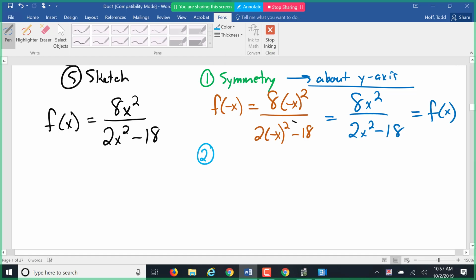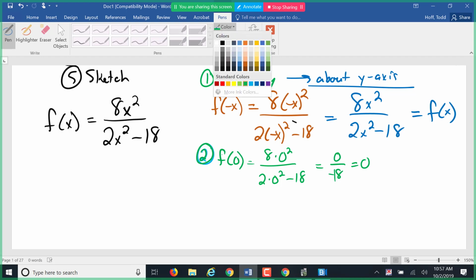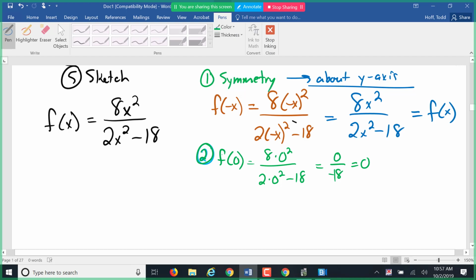Step 2. We want to find the y-intercepts. So we're going to find f of 0. Well, 8 times 0 squared over 2 times 0 squared minus 18. That's 0 over negative 18, which is 0. So the y-intercept here, there is a point. X is 0, y is 0. It goes through the origin.